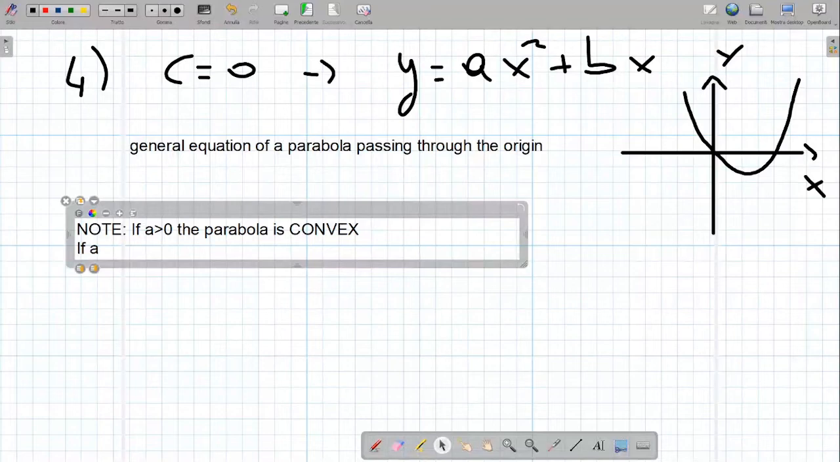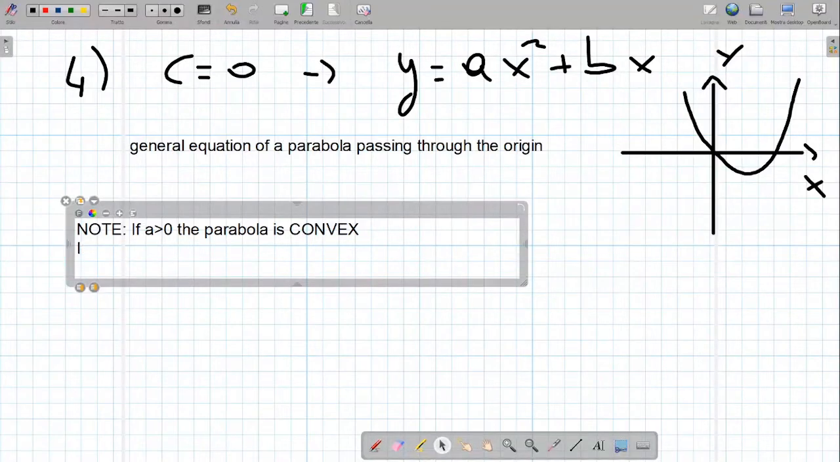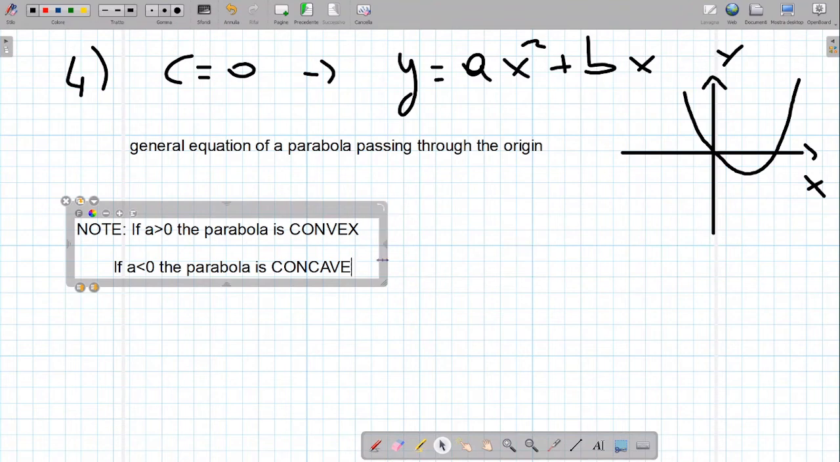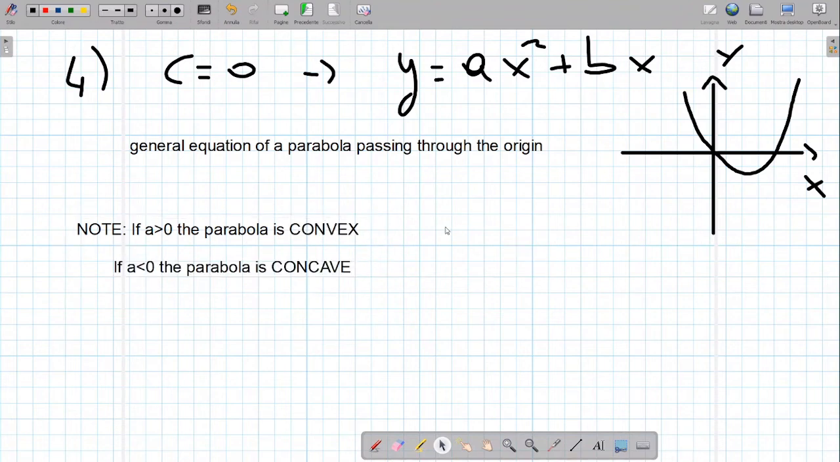If a is negative, then the parabola is concave. What does it mean from the point of view of the graph? If some of you do not remember this concept, it is important also when we will make the study of the function or the derivative, because it means that we will have something like that in the convex case or something like that in the concave case.